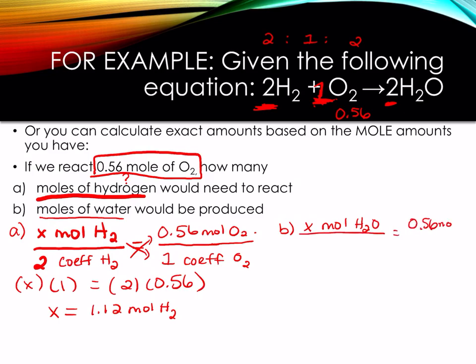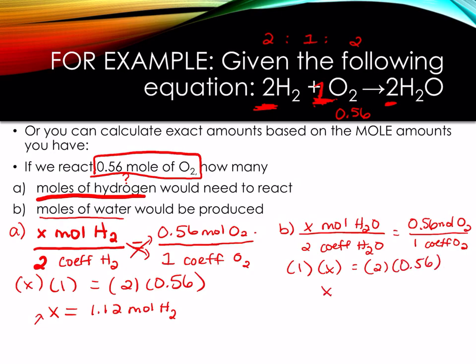So now this time, what am I looking for? Moles of water. So that dictates what my X value is. I have to use what I know. You can use the one that you calculated down here. It doesn't matter. And then you put their coefficients at the bottom. Okay, so again, 1 times X and 2 times 0.56, 1.12 moles of H2O, which I could have predicted because I know it's 2 to 1 to 2. So if they have the same coefficient, they can have the same mole amount.